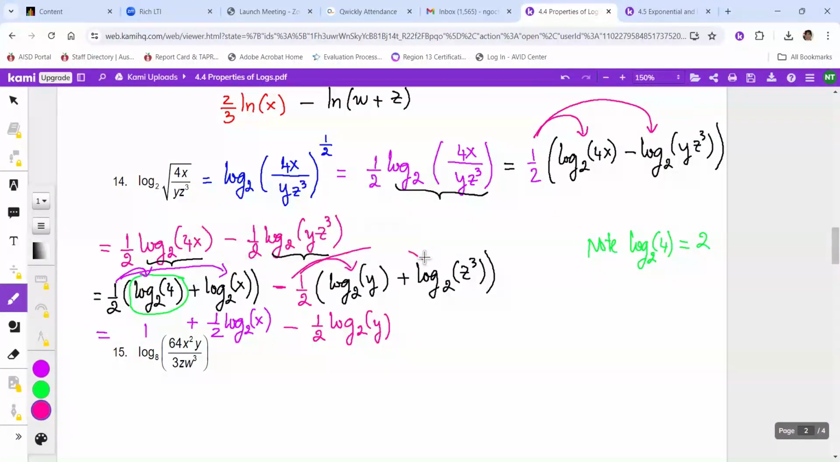And lastly, this one, just go ahead and do fast and quick, and hopefully you see. So I'm using the power property, move the 3 in front of the log base 2 of z, and then multiply with 1/2. So that will give us negative 3/2 log base 2 of z.